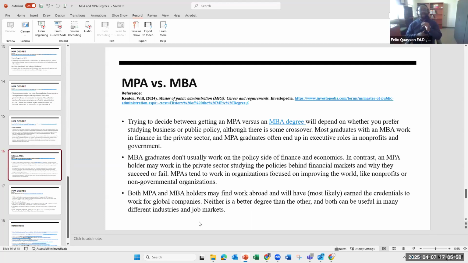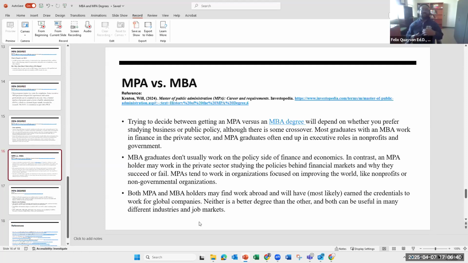In contrast, an MPA holder may work in the private sector, studying the policies behind financial markets and why they succeed or fail. MPAs tend to work in organizations focused on improving the world, like nonprofits or non-governmental organizations, NGOs. Now, both the MPA and the MBA holders may find work abroad and will most likely have earned the credentials to work for global companies. Neither is a better degree than the other, and both can be useful in many different industries and job markets.